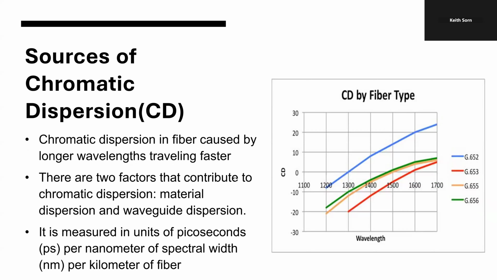All right, chromatic dispersion, again, it comes from the fact that light travels different speeds based on its color. Two factors contribute to chromatic dispersion, material dispersion and waveguide dispersion. Dispersion, by the way, is measured in units of picoseconds per nanometer of spectral width, how wide our pulse is in color. And it is measured in terms of per kilometer. So the spread of chromatic dispersion gets more and more the farther along the fiber that you travel.